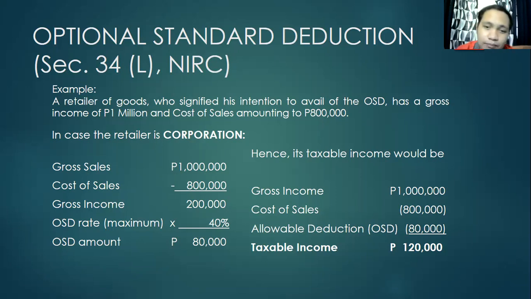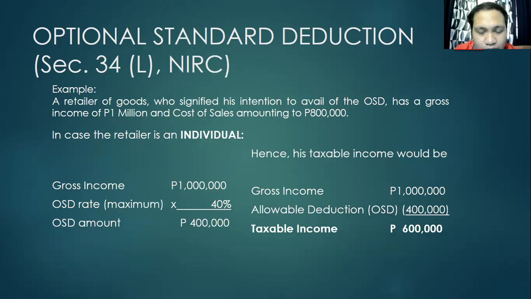Nasa right. Tingin ka dito. Okay? So yung gross sales mo ng corporation is 1 million, i-deduct mo muna yung cost of sales na 800,000 pesos and also you have to deduct the allowable OSD, optional standard deduction, 80,000 pesos na based dito sa computation natin. Then you will be able to arrive at a taxable income of 120,000 pesos. Okay? So question, bakit po hindi dineduct ng 800,000 sa individual? Bakit?